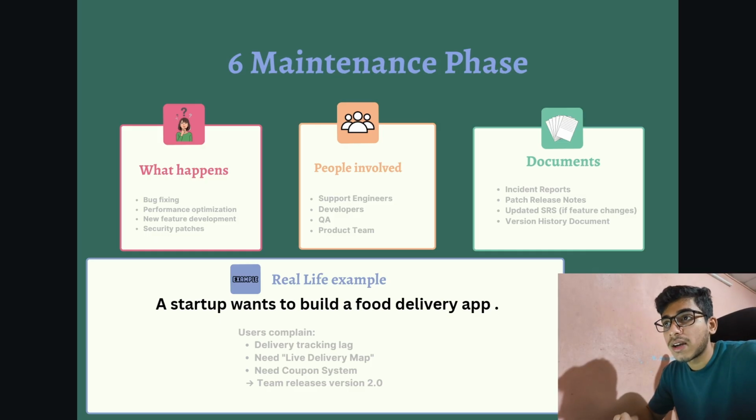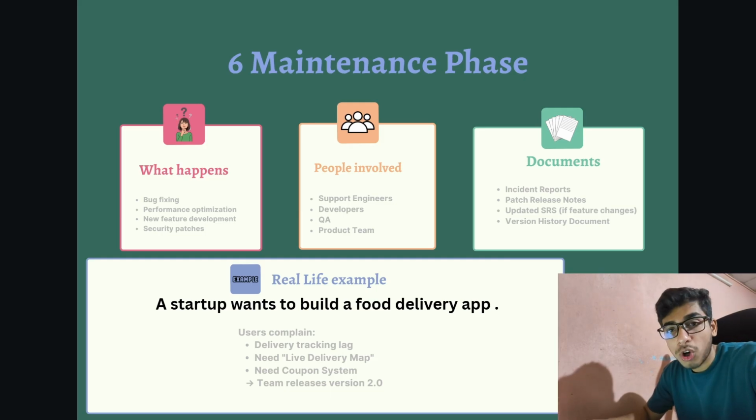Then in testing, we tested for 10,000 users, but 20,000 users are using the system, and the performance has dropped. So you need to optimize it, you need to make it better. We also need new features, and as I mentioned, some security threats are also there, so security patches need to be applied from time to time. In this case, the people involved are the support engineers, developers, QA, and the product team.